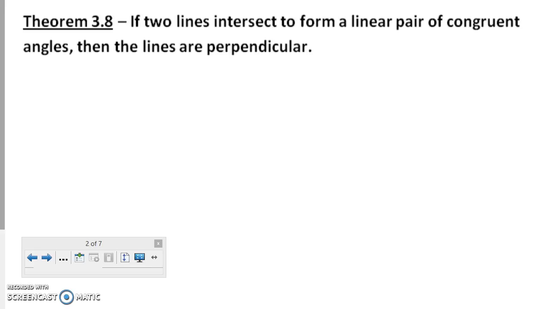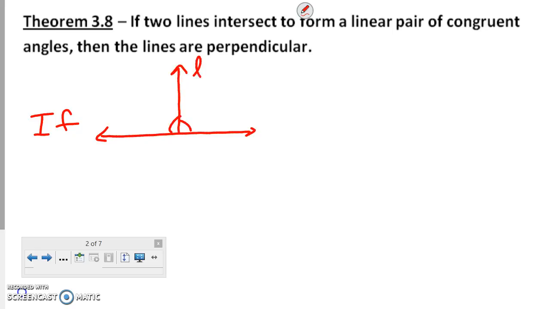Okay, this brings us to our first theorem, theorem 3.8, which states if two lines intersect to form a linear pair of congruent angles, then what does that tell us about line L and line N? It tells us that they have to be perpendicular. If they're a linear pair and they're congruent, they would have to both be 90 degrees. So if they're a linear pair of congruent angles, they would be perpendicular.